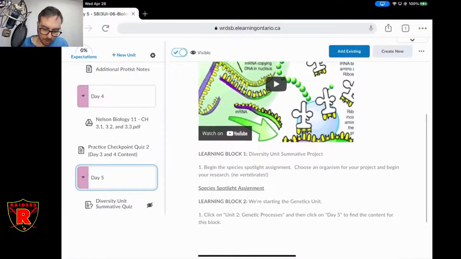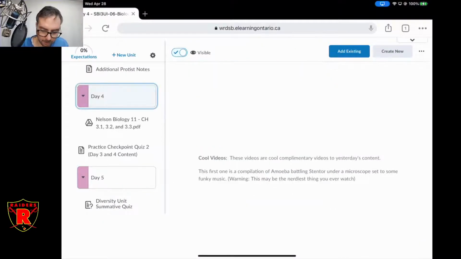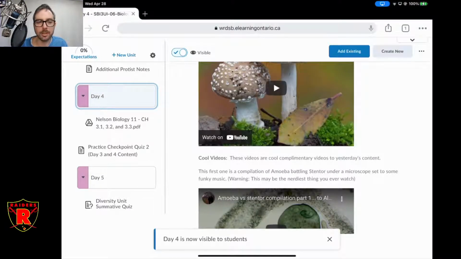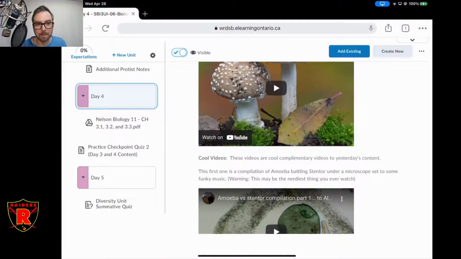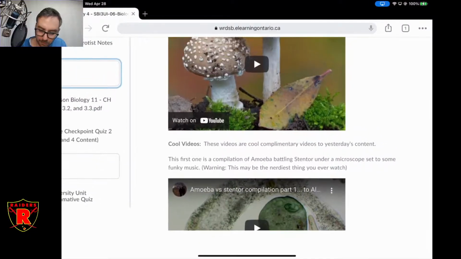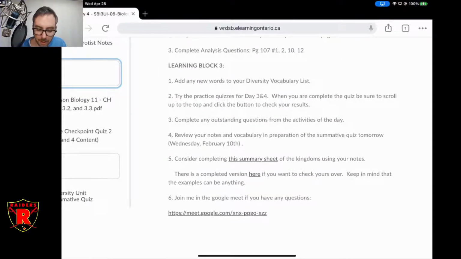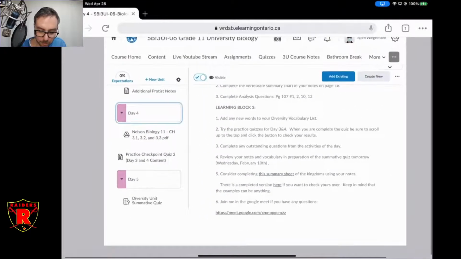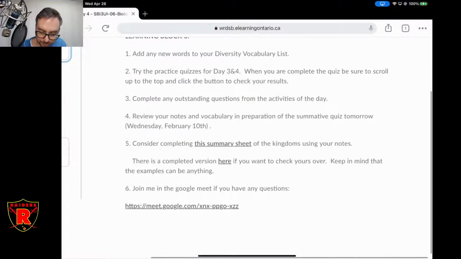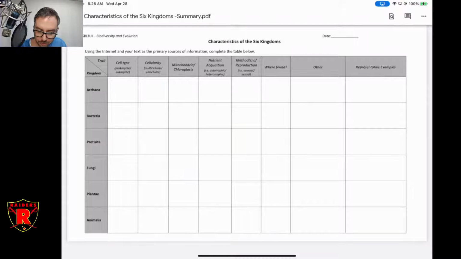So the first thing, block 1 here is sort of a go-at-your-own-pace deal. The first part of it is that I'm going to give you an opportunity to go through your notes and complete the summary sheet. The summary sheet is at the bottom of day 4. It's this sheet right here, which is the characteristics of the 6 kingdoms. So this is a self-review of the unit.